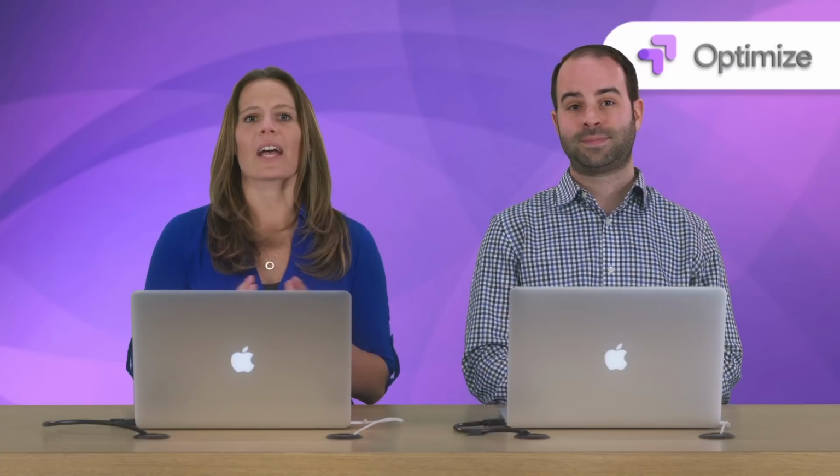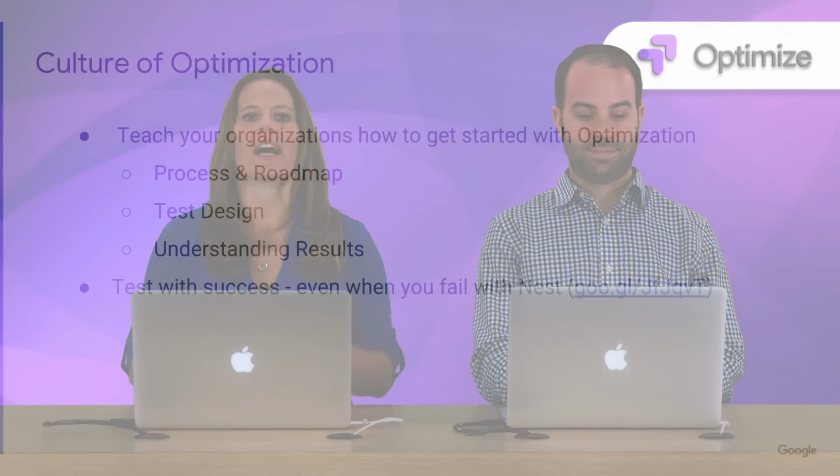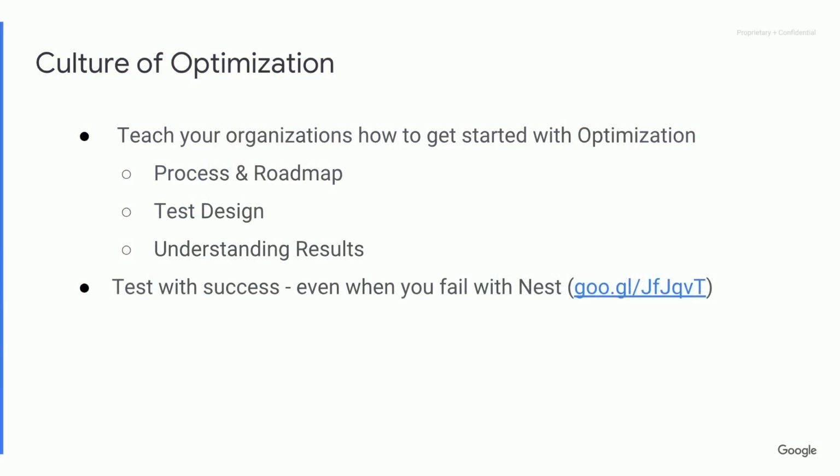Before we dig in, I wanted to quickly show you an overview of a culture of optimization, which we think is fundamental to building an optimization and personalization program within your businesses. This is something that we talk a lot about here at Google, and we really want to help you teach organizations how to get started with optimization. And this covers a few things: processes and roadmap, test design, understanding your results.